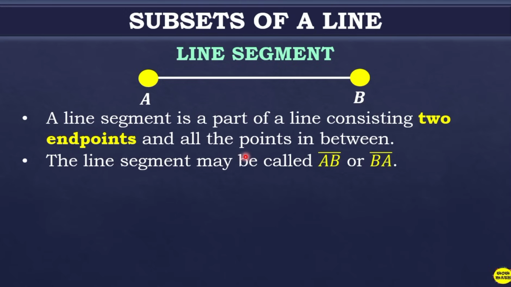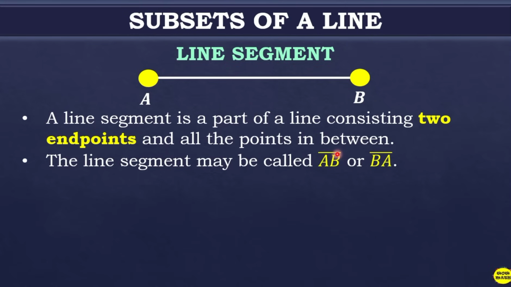Pero kapag line segment na po, since a part of a line siya, na meron siyang dalawang endpoint, ang symbol niya rin po ay merong dalawang endpoint. Ayan po, guhit lang po siya. Wala dapat arrow kasi hindi po siya line. Okay? Part of a line lang po ito.